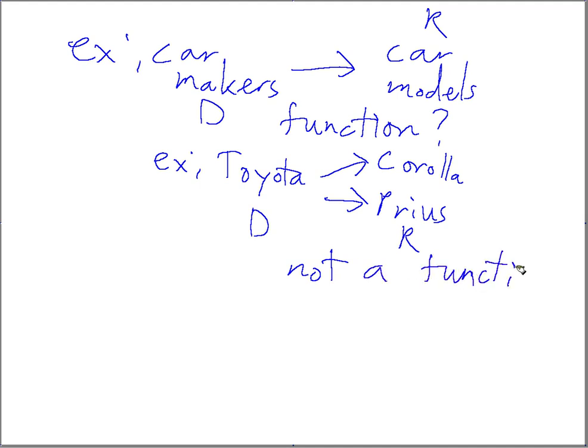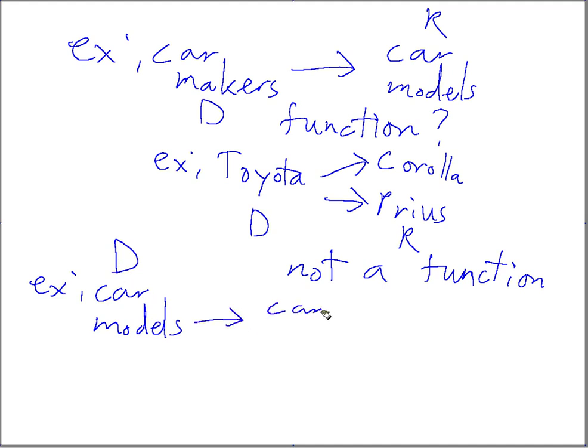So a relationship between car makers in the domain to car models in the range is not a function. However, if I were to switch it around, then it would be a function. So let's switch it around. Let's say car models for the domain. We're mapping car models to what? Car makers, car manufacturers, that is.